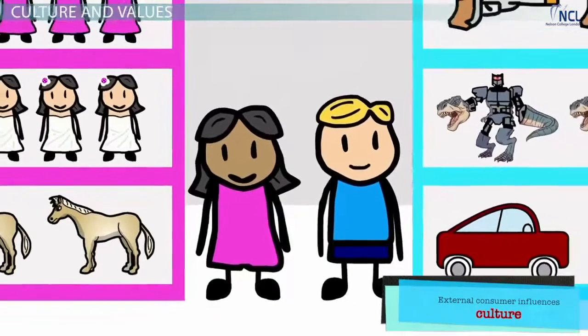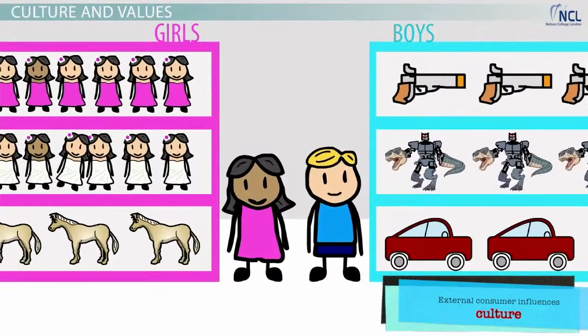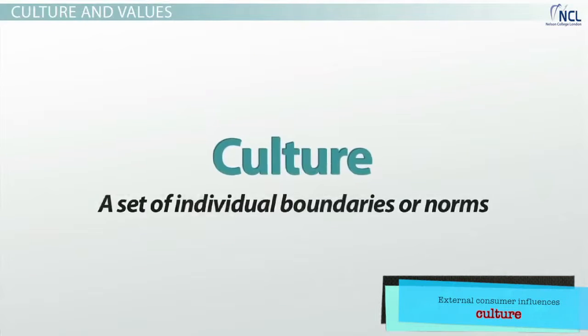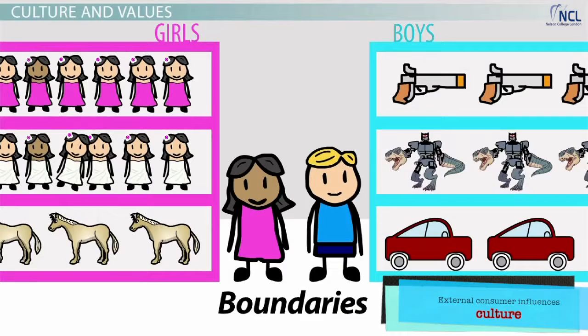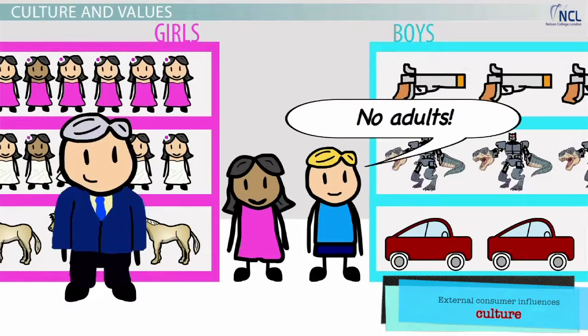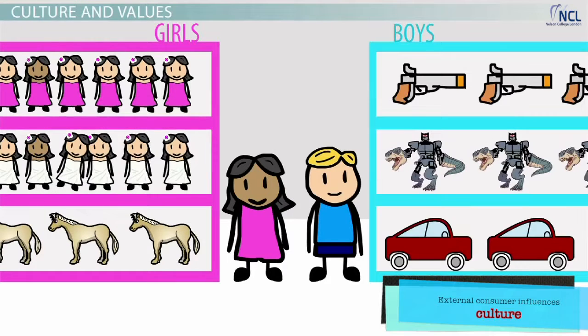Culture is by far the most pervasive of these external influences. In fact, it's challenging to even define what culture exactly is because of its prevalence in our lives. One definition I can offer is to consider culture more as a set of individual boundaries or norms. We acquire these boundaries all through our lives, starting at birth. When we react to any situation in a manner that feels right, we're within these boundaries and acting in accordance with our culture. So, how does culture impact consumer decisions?